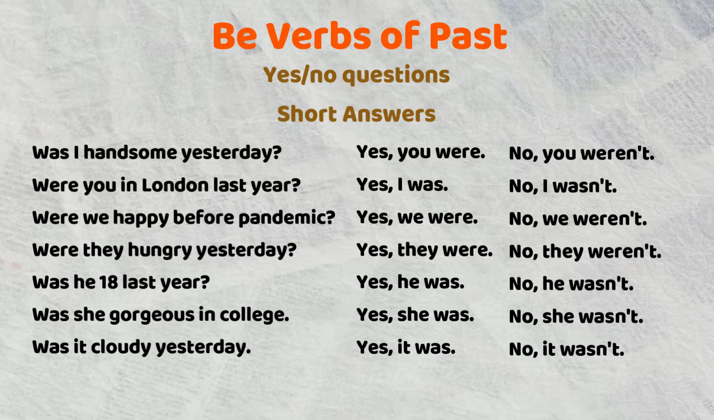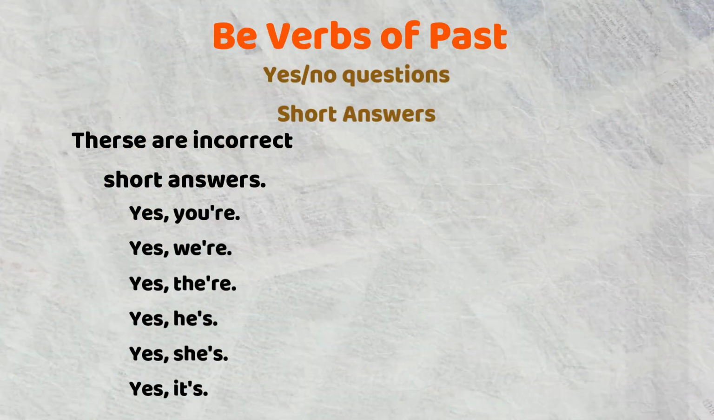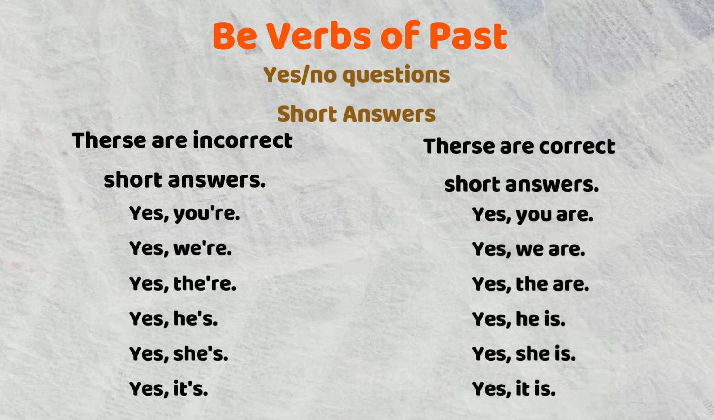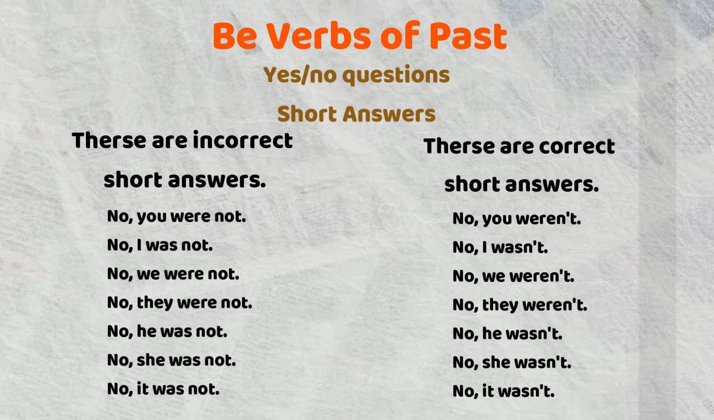No, it wasn't. Another important thing you need to keep in mind is when you give positive short answers, you can't use contraction. I mean, you cannot use the short form like yes, we're, yes, he's. You must expand: yes, we were, yes, he was. However, you have to use short forms for negatives like no, we weren't, no, she wasn't.